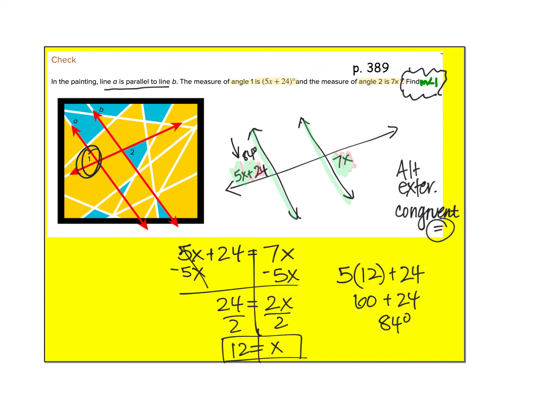Now I want you on your picture to pause the video. I want you to label all the rest of the angles that you could find. Can you find every other angle on this picture? So pause and try that.